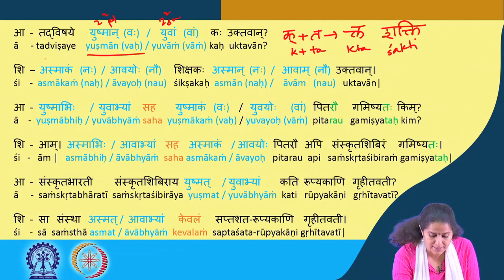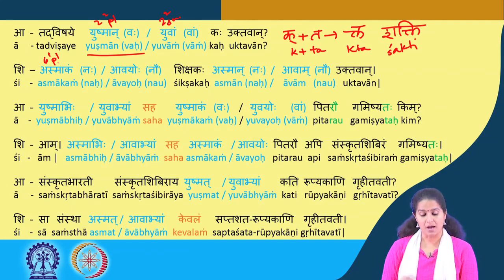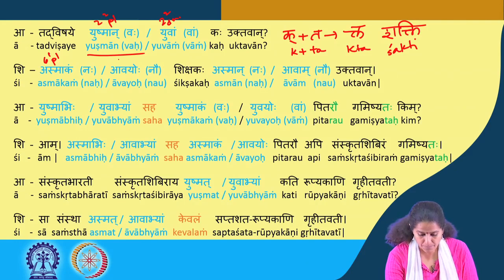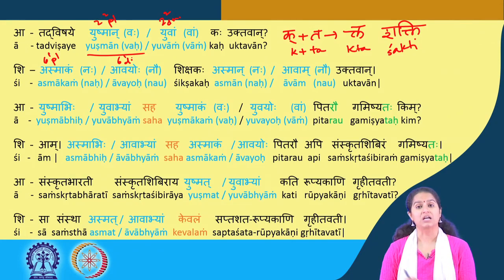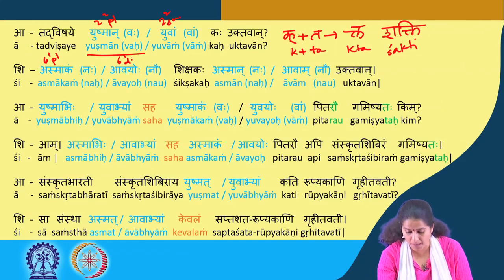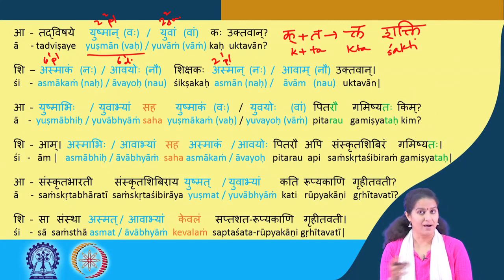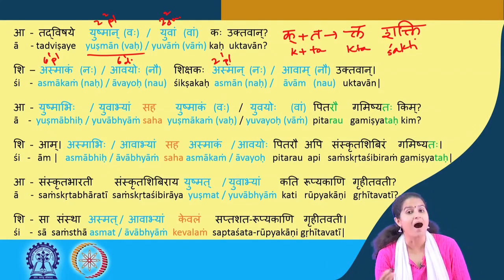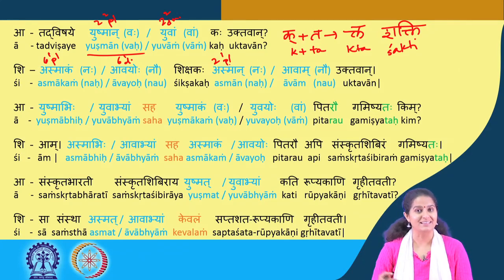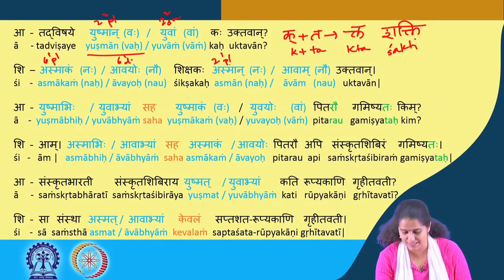So, Asmakam or Naha is the sixth case for the first person in the plural. Asmakam or Naha, or in the dual Avayoho or Nau. So, that's the sixth case for the first person in the dual. Shikshakaha Asman. Yushman and Asman. So, that's the second case for the first person in the plural, and the answer, or naha, and for the dual it is avam. So does that ring a bell? Yes. So avam is the same for the first and the second cases in the dual case.